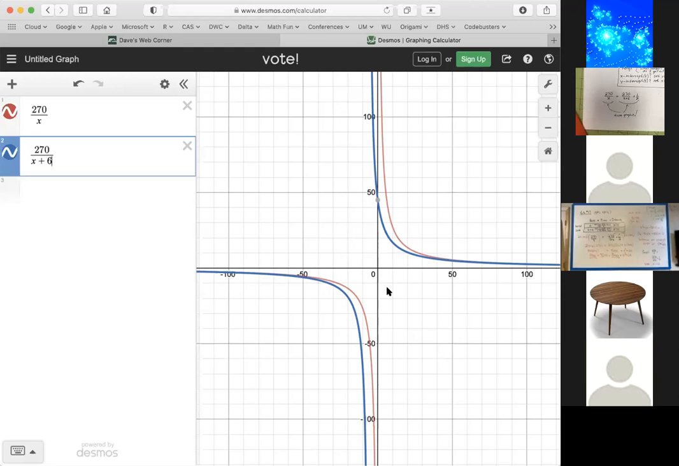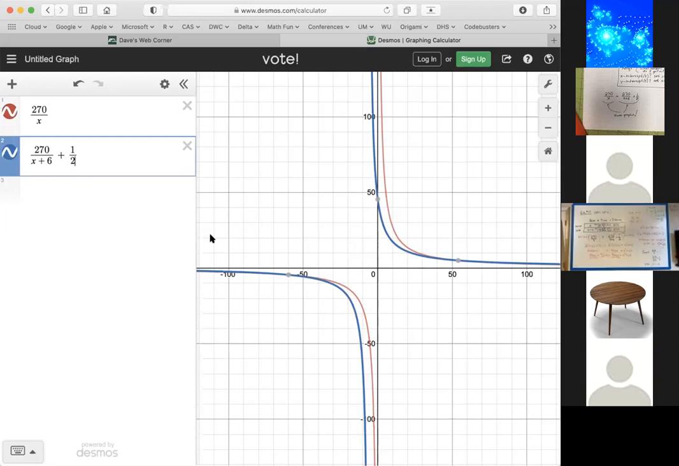And that is just 6 units to the right. I just took that red curve. Do you see (0, 45) is the name of that point? I bet the name of this point right here is (6, 45). It is (6, 45). That point right there is exactly 6 units over. The blue curve is 6 units to the left of the red curve. But I don't want 270 over x plus 6. I want 270 over x plus 6 plus 1/2.